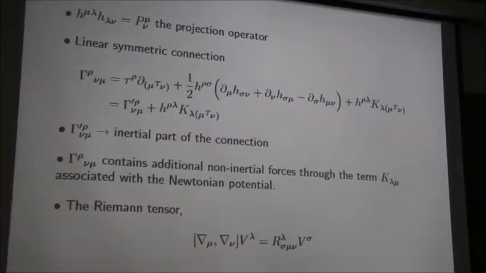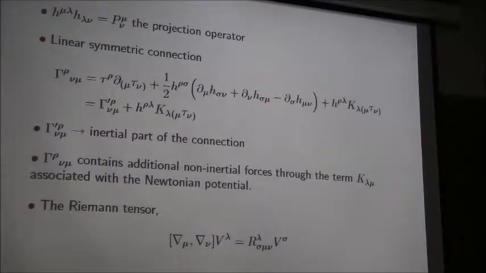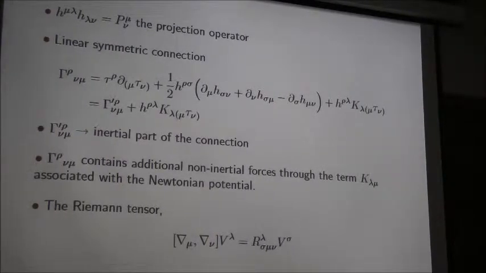So this Newton-Cartan geometry has a linear symmetric connection which can be given in this way. The first part is the inertial part of the connection, but the second part is the non-inertial part, because it has a two-form. There are two different metricity conditions: ∇_μ h^{μν} equals 0 and ∇_μ τ_ν equals 0. The connection cannot be determined uniquely by those two relations, for which I need a one-form to make it unique. So A_μ is a one-form, which comes as the source of the Newtonian potential, and F_{λμ} is a two-form, which comes from the source of a potential and gives the non-inertial part of the connection.